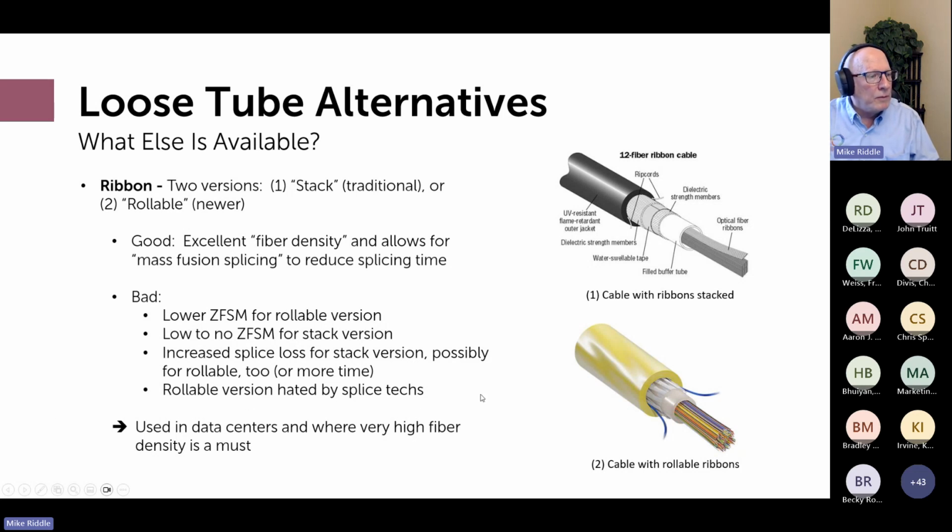And in general, the rollable version is hated by splice techs. It just makes it hard to work with. Nevertheless, these cables do have their use in data centers. They're used not in an aerial application, but inside data centers, where you really need that very high fiber density. So they have their place in our fiber optic cable toolkit.